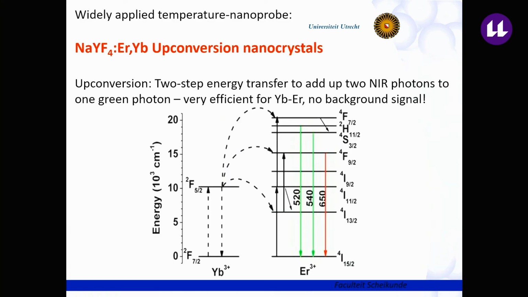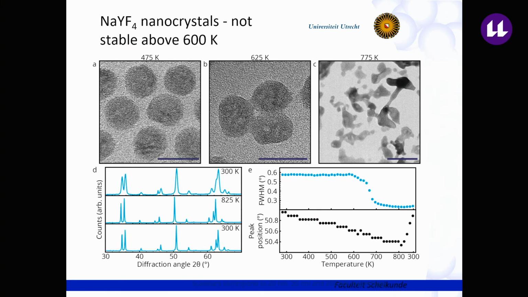So this is the model system. I already mentioned it. Sodium fluoride, doped with ytterbium and erbium, excited at 980 nanometers, two-step energy transfer, nice upconversion emission in the green. Good thing is that you have very little background there because the background does not show upconversion. So you do get nice clean spectra. There's little background, which is important.